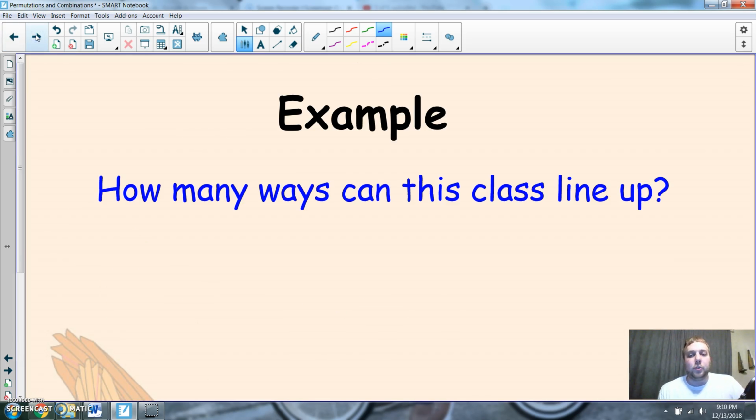So here's the really cool part. This used to be my least favorite topic until like 2 years ago, and now this is my favorite thing to ever talk about. How many ways can this class line up? I think you would all agree that this is going to be a permutation because this has a rank.